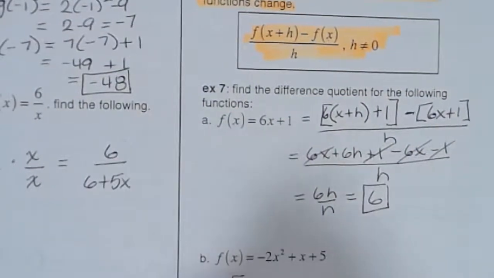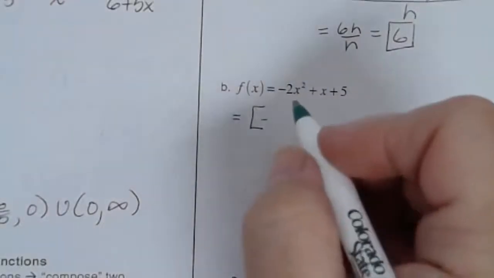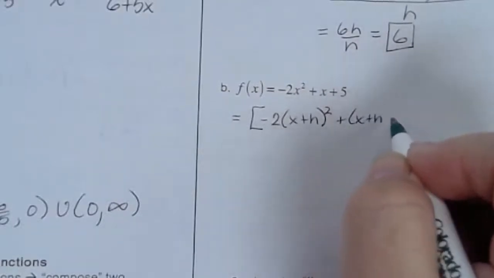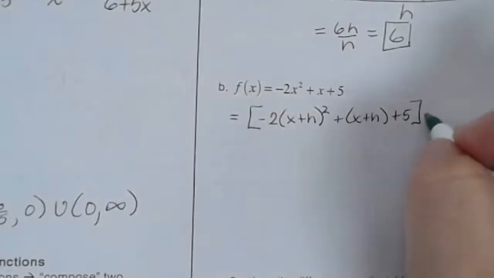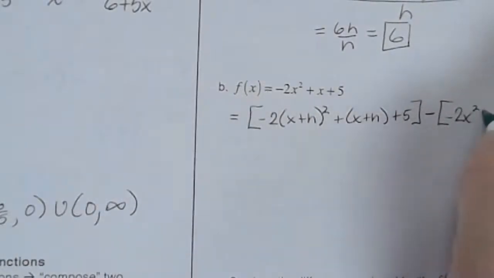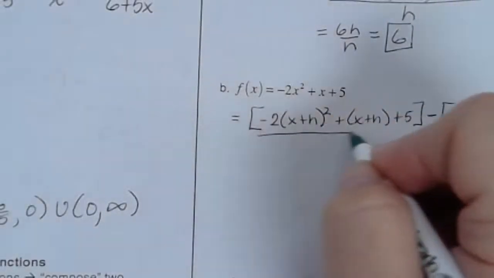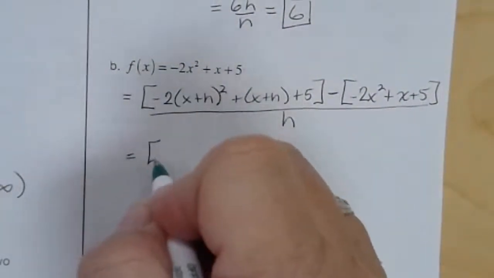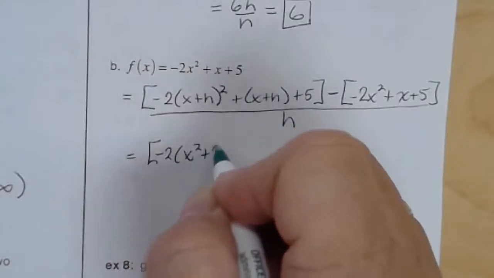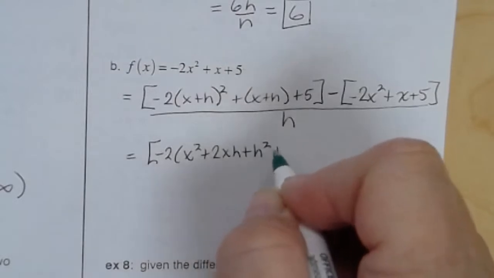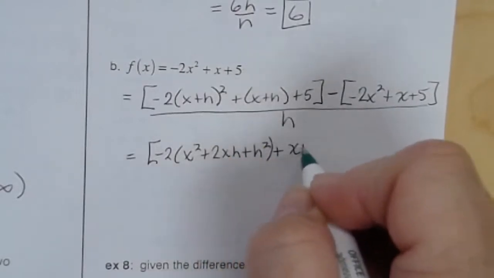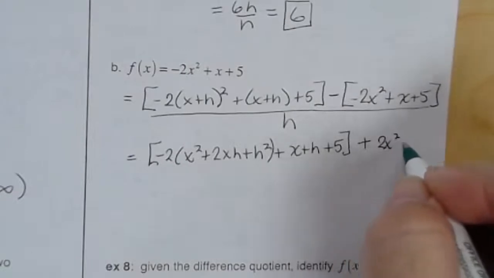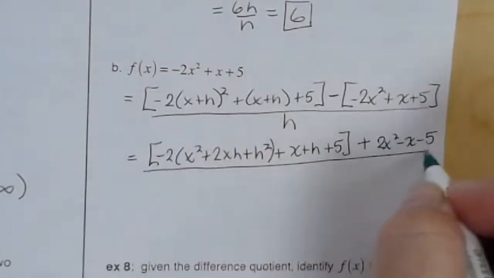So I'm going to do negative 2 times parentheses x plus h squared plus x plus h plus 5, minus my original, all over h, which equals negative 2 times x squared plus 2xh plus h squared, plus, and I don't need the parentheses on that anymore, x plus h plus 5, plus 2x squared minus x minus 5, all over h.